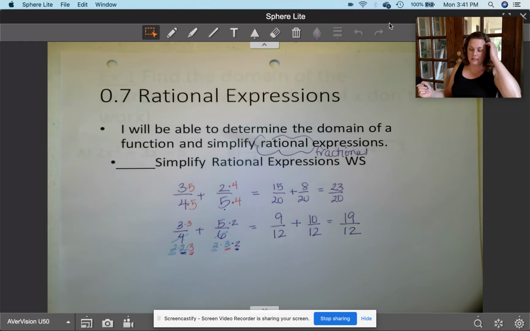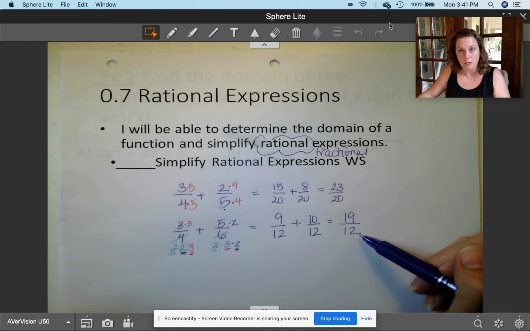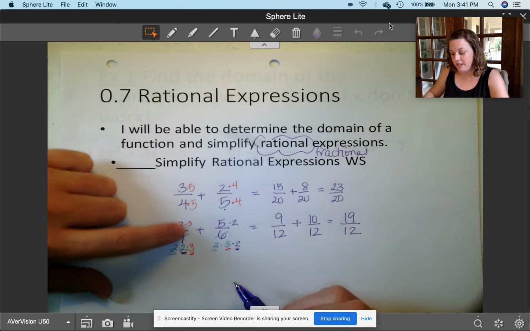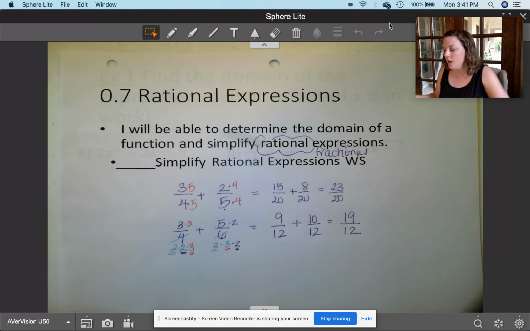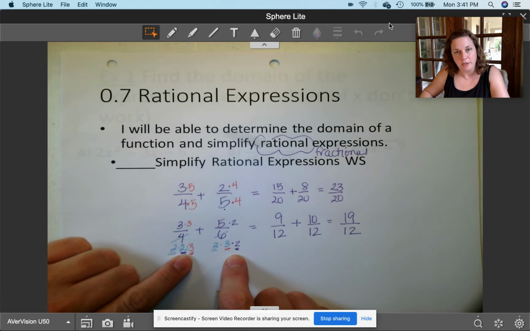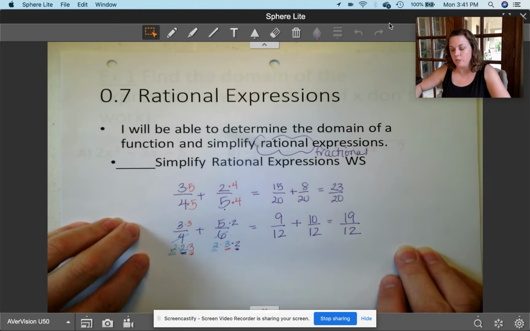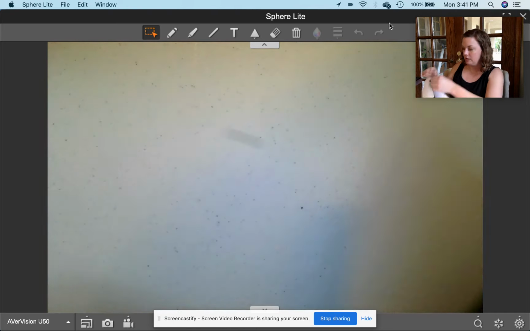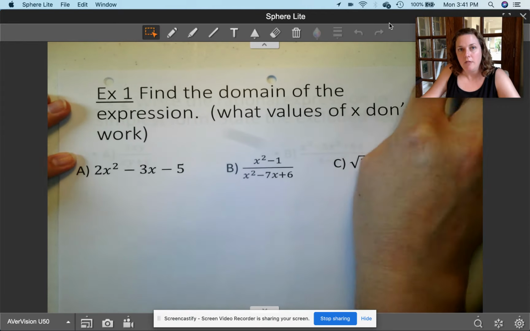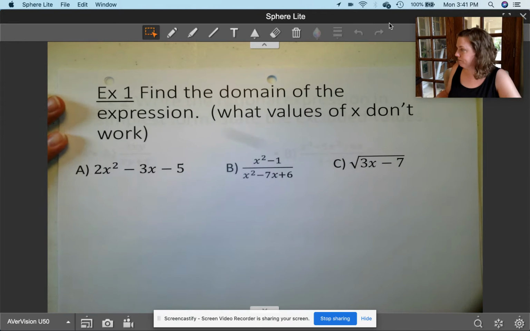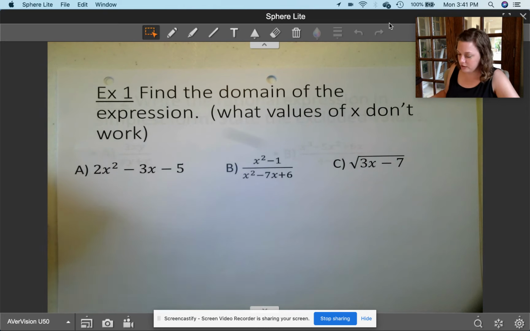And that is the best way to do it because I can't reduce now. If I had just multiplied by 6 and 4, then I'd have to go and try to factor some more to reduce this. So if we're very careful, we want to look at the individual factors. And that's what we really want to remember when we're looking at rational expressions. But before we get to the nitty-gritty, example 1: find the domain of the expression. What values of x don't work?